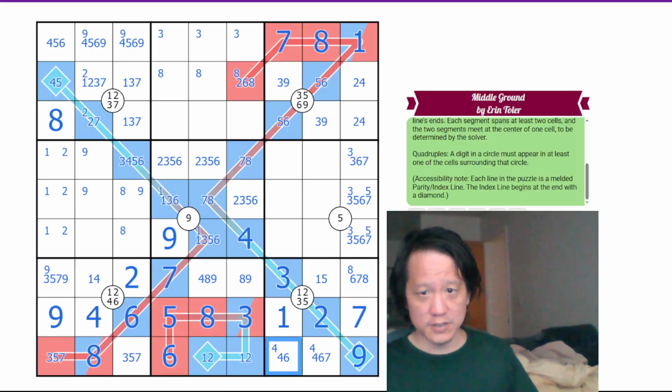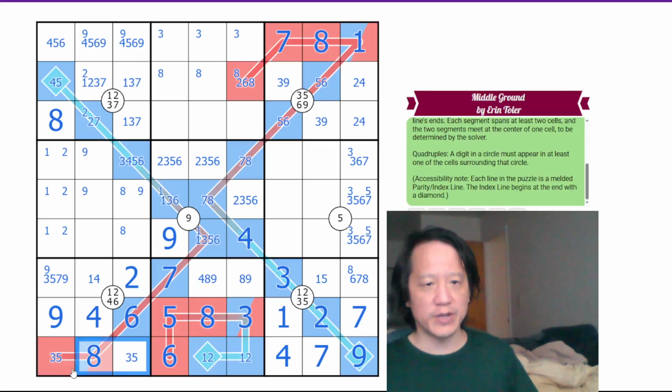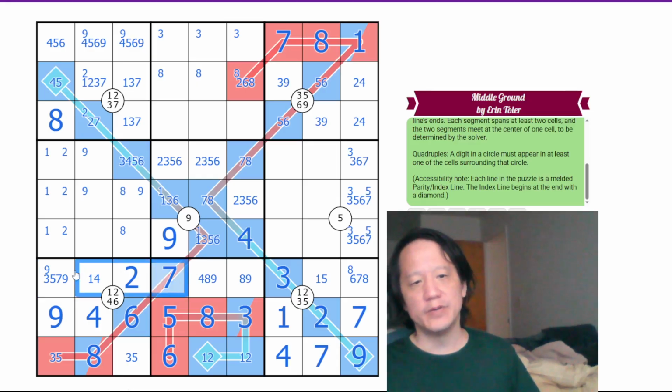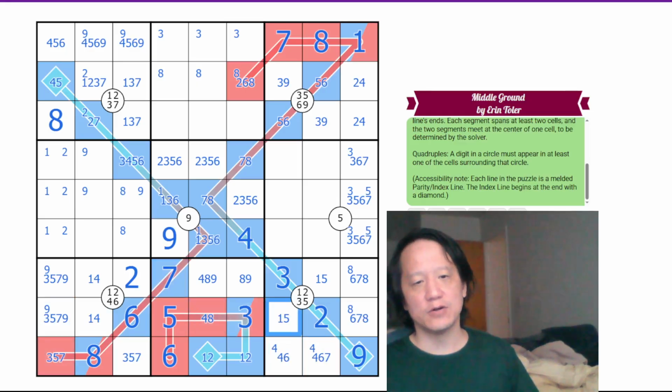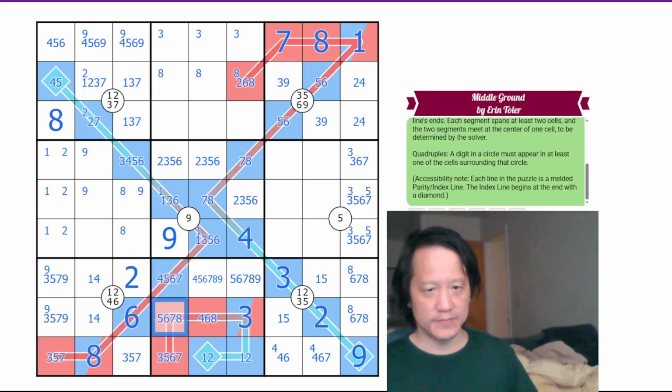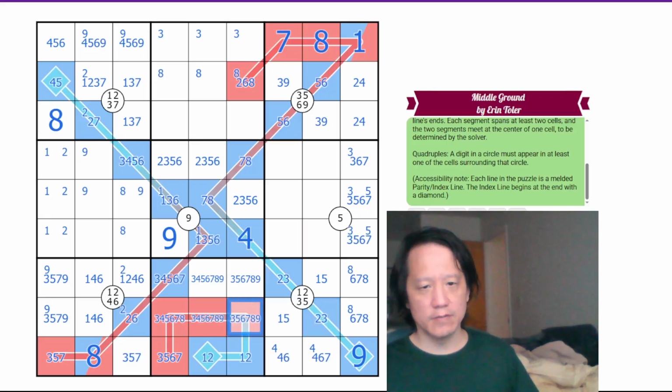6 eliminates 6 here, so this is 4 and 7, which leaves this as a 3-5 pair, which eliminates 3-5 in the rest of the box, so this has to be 7, but we have a 7 already there. So that's a contradiction. So therefore, this cannot be part of the index line. Okay. Which means this must be part of the index line here.